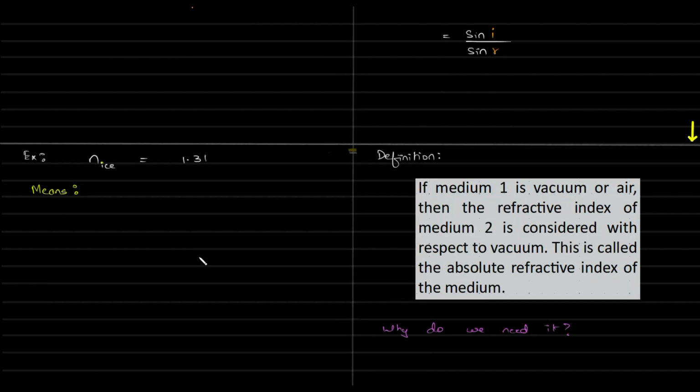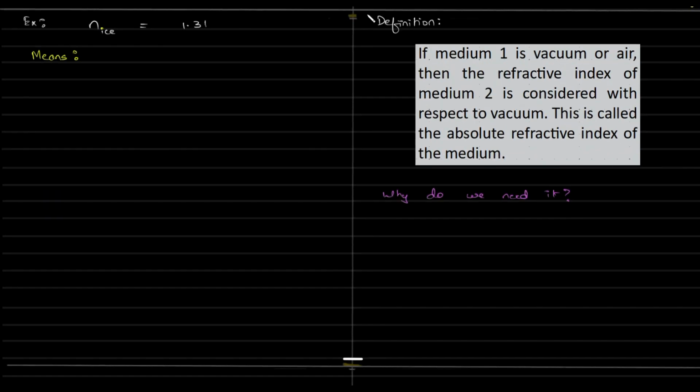So let me introduce you to the definition. The definition is like this. If medium 1 is vacuum, if not air, then the refractive index of medium 2 is considered with respect to vacuum. That makes sense. This is called the absolute refractive index of that medium.